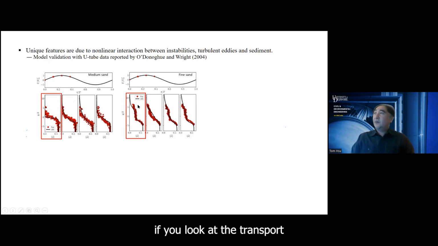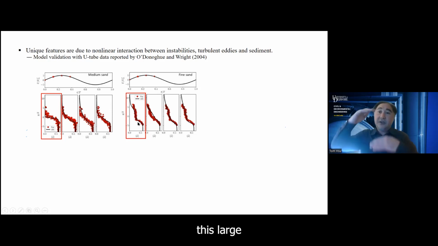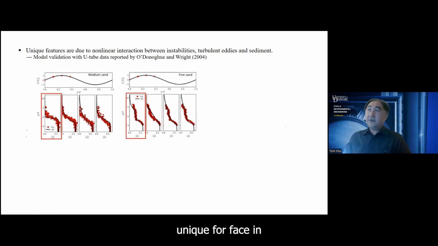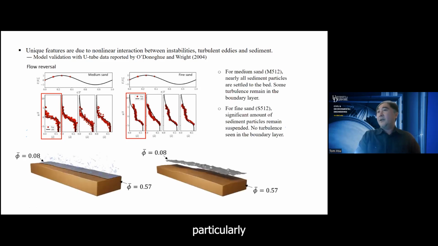And more importantly, if you look at the transport layer thickness, the model is able to reproduce this large transport layer thickness unique to fine sand. Particularly, just focus on the flow reversal here.